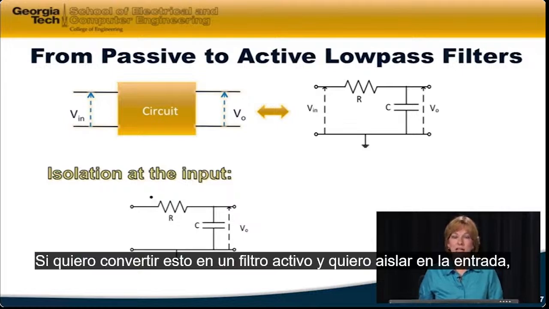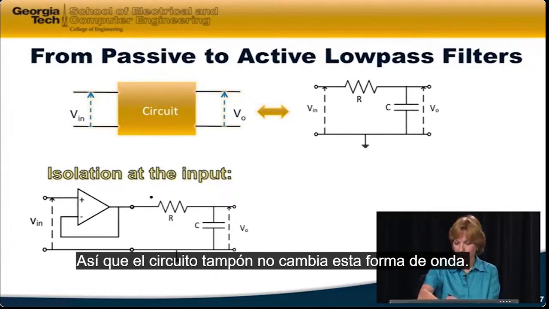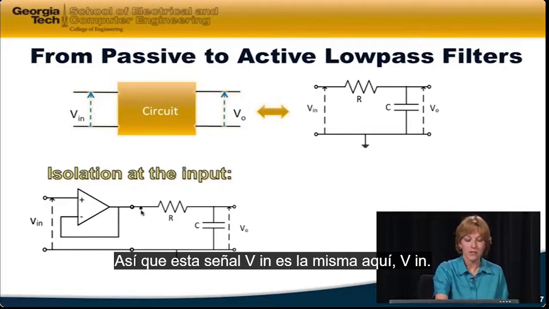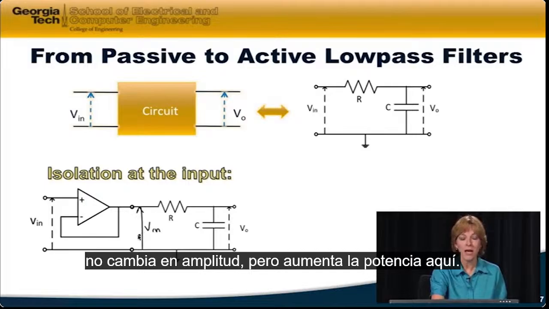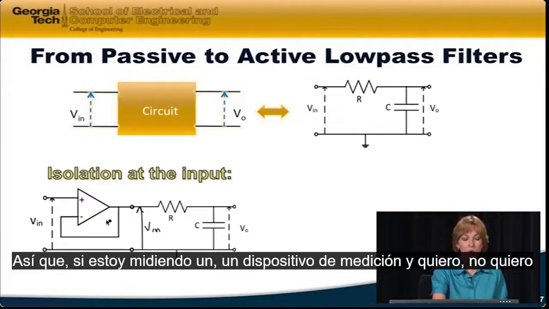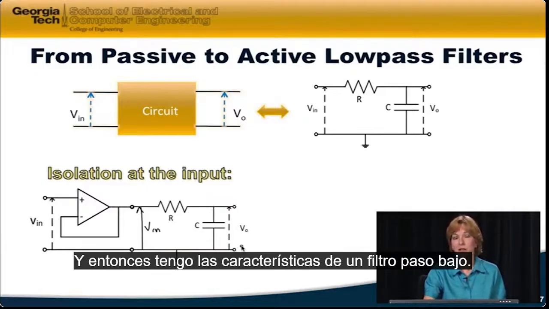If I want to make this into an active filter and I want to isolate at the input, then all I have to do is add a buffer circuit at the input. So the buffer circuit doesn't change this waveform. This VN signal is the same here, VN. The waveform looks the same, doesn't change in amplitude, but it increases the power here, and it isolates it from the input. So if I'm measuring a measurement device and I don't want to change my measured signal, then I just add in the buffer circuit before this. And then I've got the characteristics of a low-pass filter.